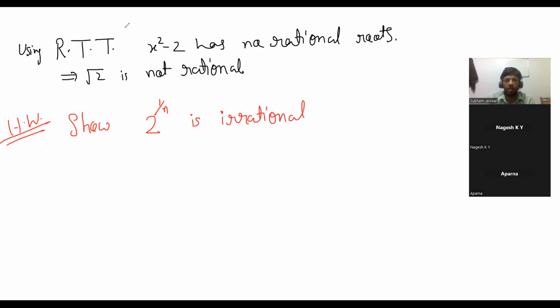right? And why 2? You can say anything, right? Any integer m to the power 1 by n, m not equal to 1. Is it true? No, it is not true. So it can be rational. So the simple way to say this question is: 2 to the 1 over n is irrational. So this is one question.